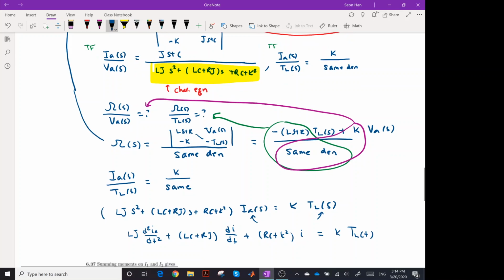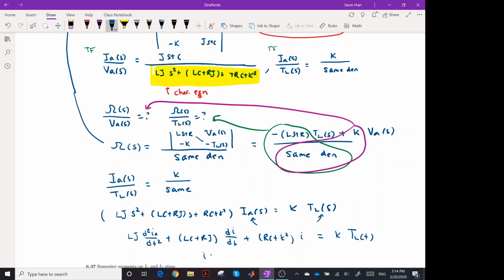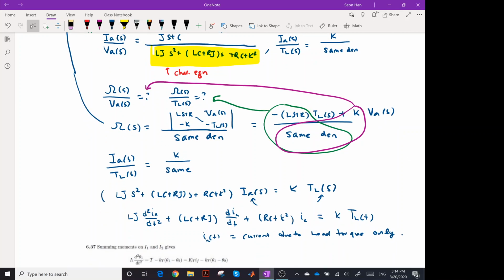Okay, so here I like to stress this I right here is the current due to the load torque only. And if you remember, because all the initial conditions are set, the solution to this differential equation will only be the forced response.